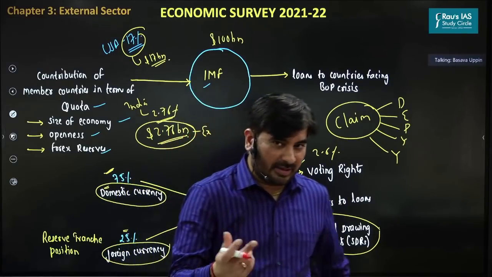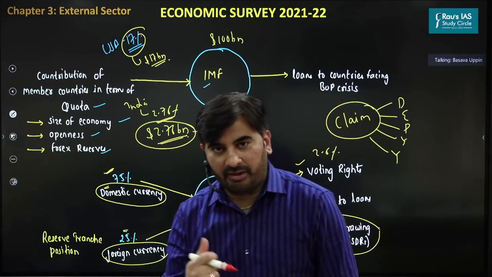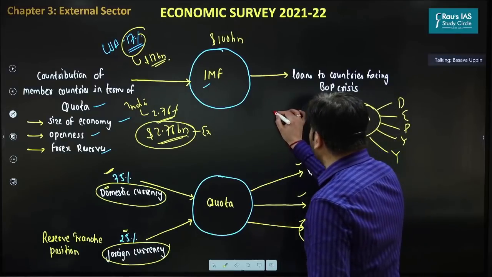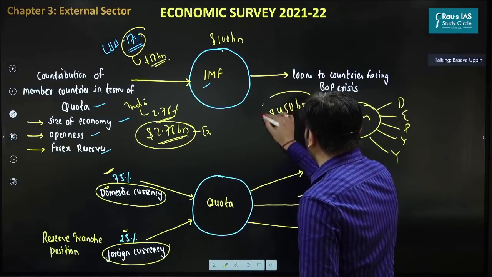Now, why this becomes important is that recently the IMF has decided to increase the total SDR allocation by $450 billion.